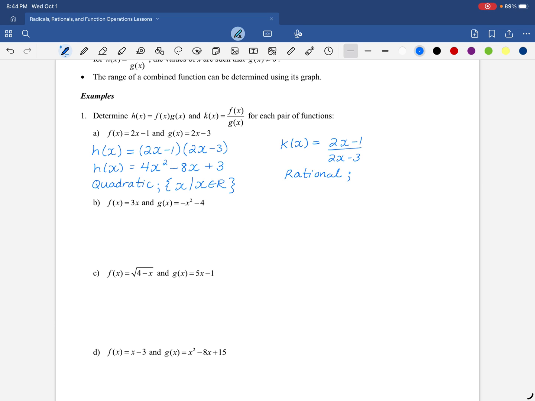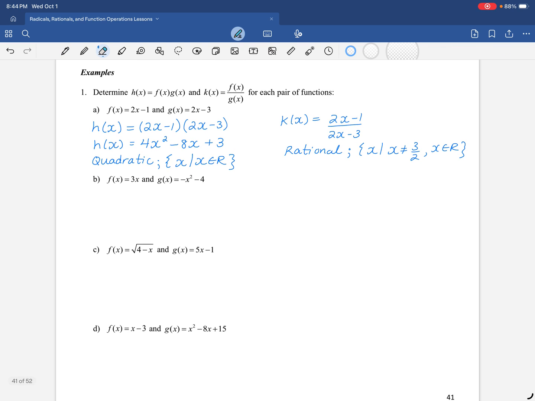Again, the original functions were x is an element of the reals, but now I do not want to be dividing by 0. So if I take a look at my domain, I'm going to have to restrict it to x such that x cannot equal 3 over 2. Otherwise, x can be an element of the reals. In other words, we're taking that 2x minus 3, we're setting it to 0, and we're solving it for x. Okay, let's take a look at b.